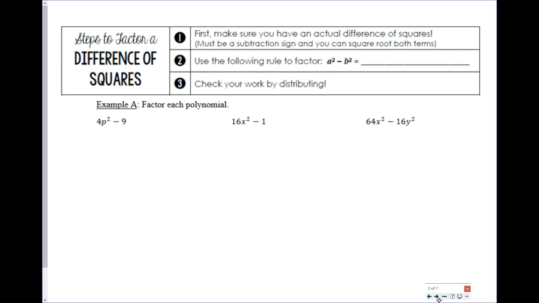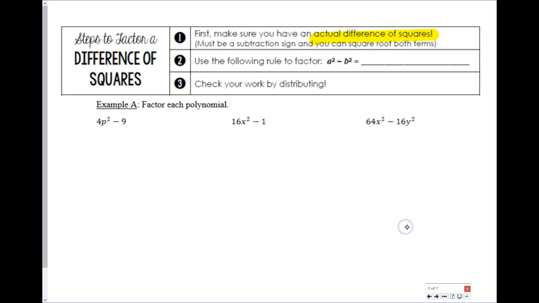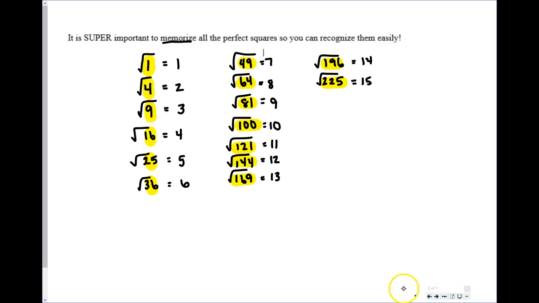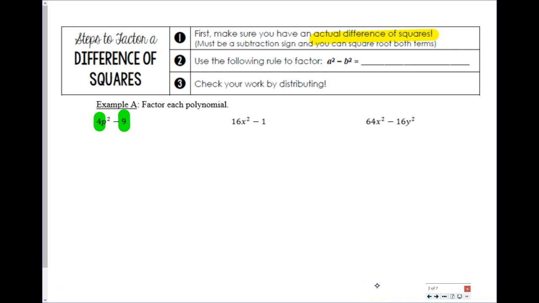Okay, so step 1, make sure you have an actual difference of perfect squares. Okay, so to do that, look at the first and last number here. I'll use a different color. So my first number is 4 and my last number is 9. Are those perfect squares, 4 and 9? Well, let's go back to our list. Yep, right here is 4 and right here is 9. So I've got a difference of perfect squares because they're separated by a subtraction sign. So awesome, I've got a difference of perfect squares.